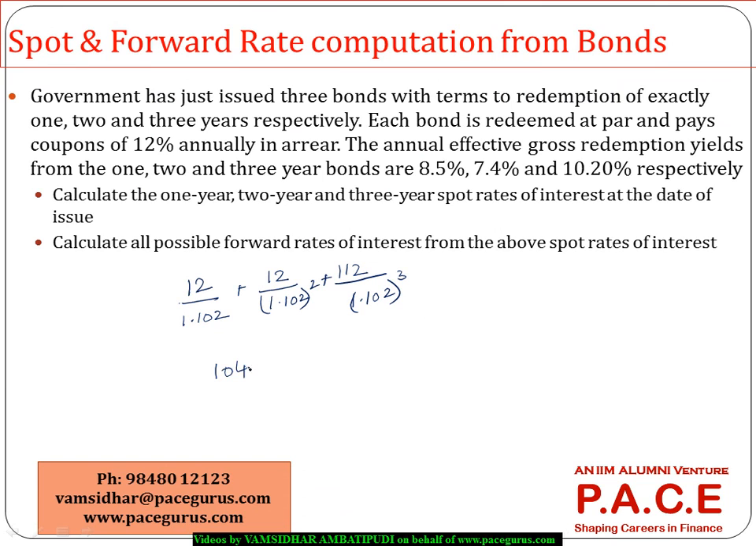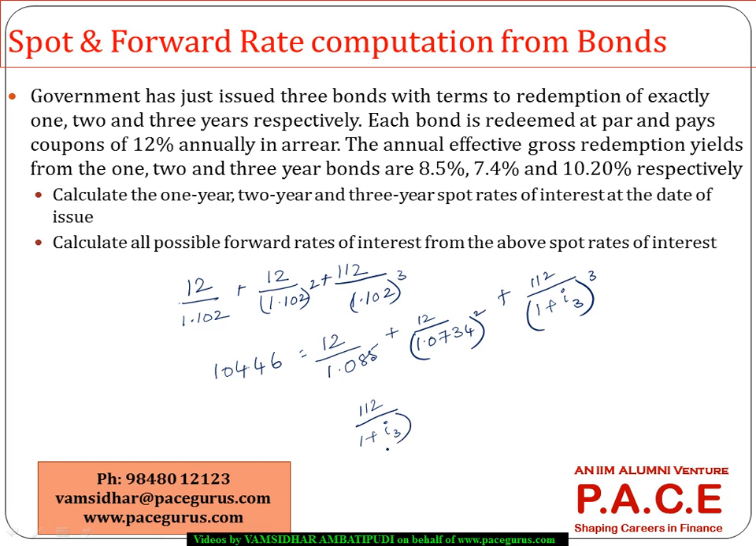So using the same number, 104.46 is equal to the first 12 I will divide by the 1-year spot rate 1.085. The next 12 I will divide by the 2-year spot rate, 1.0734 squared, and the next 112 I'll divide by 1 plus I3 cube. So the same thing now, 112 divided by 1 plus I3 cube will be given by subtracting these two numbers.